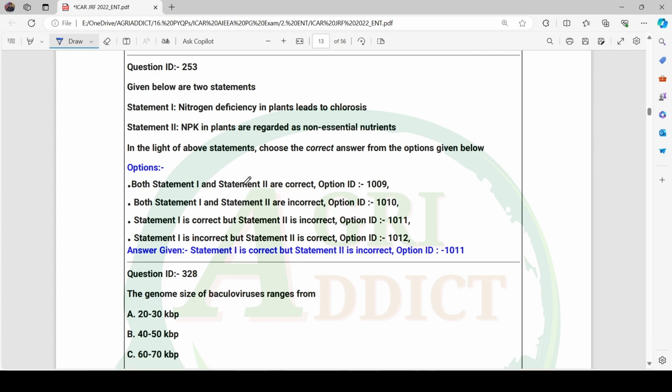So statement 1 is nitrogen deficiency in plant leads to chlorosis. Yes, it is correct. Due to nitrogen deficiency, chlorosis can be caused. And NPK in plants regarded as non-essential nutrient. No, they are regarded as essential nutrients. So statement 1 is correct, but statement 2 is incorrect, is the correct answer.